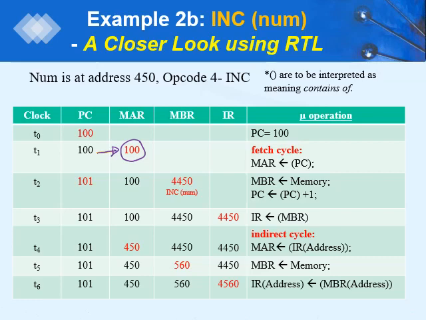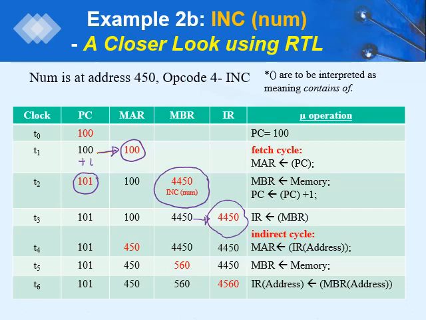So 4 is the opcode, which is increment, and 450 is the address. So we take that 450 and put it inside MBR. From memory, it is inside MBR. At the same time, PC is incremented by 1. Now it becomes 101. And lastly, what is inside MBR is moved to IR. Now IR has 4450. That concludes our fetch cycle.